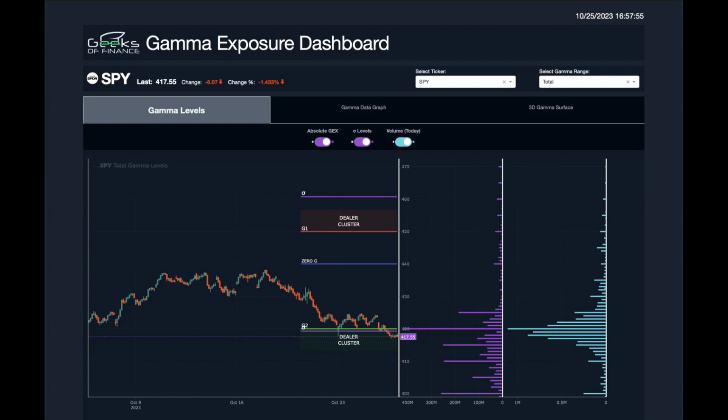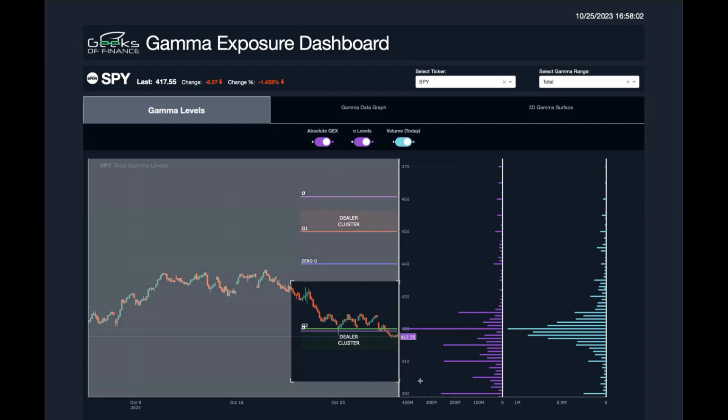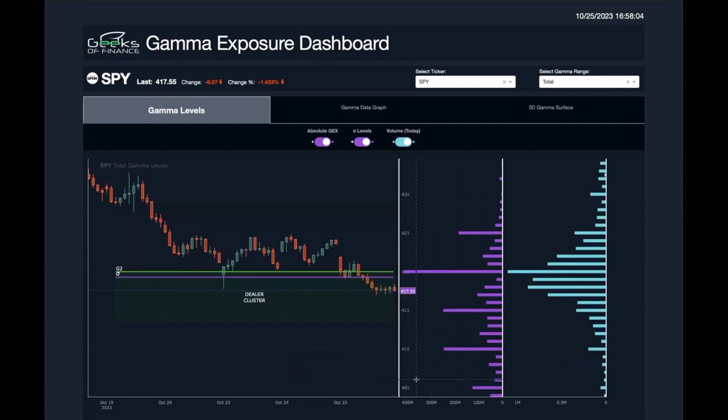If you take a look at our dashboard here on the SPY chart, you can see we're bouncing right into this dealer cluster zone. And so I want to just take a few minutes to talk about how we use these zones and what we see happening here in the market as we enter this kind of G2 level dealer cluster zone. Dealer cluster zones are basically focused areas of gamma exposure.